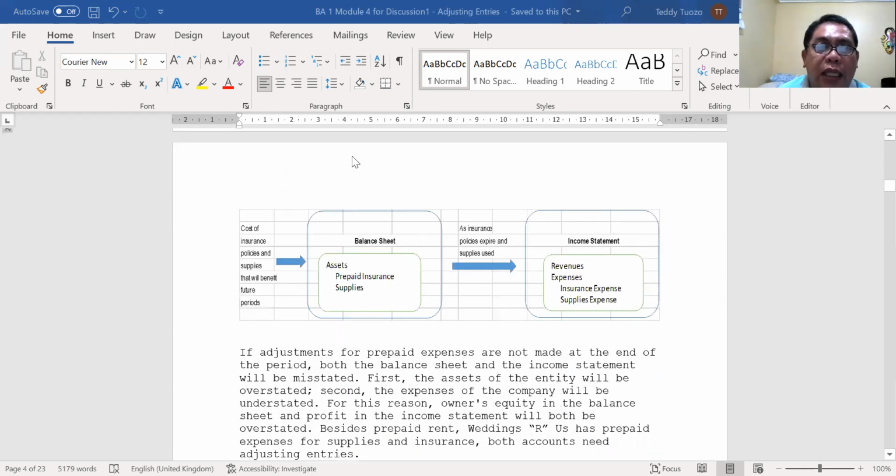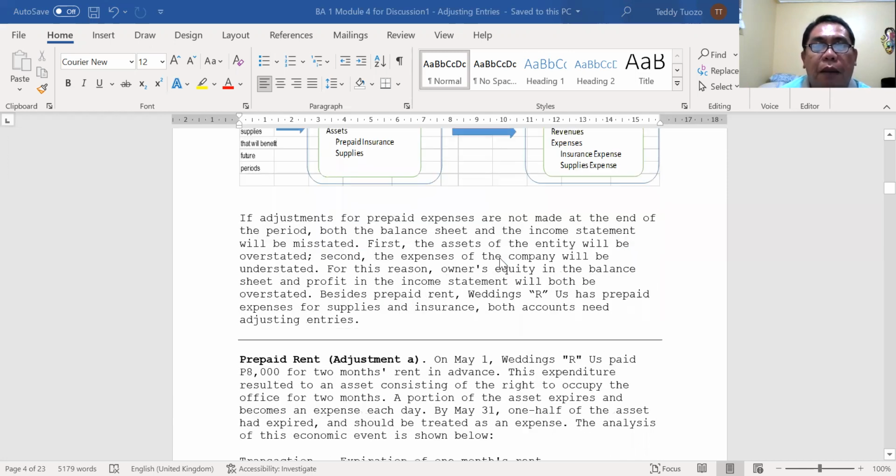It is an asset or a liability, but when we prepare the adjustment, it becomes either an income already or an expense.